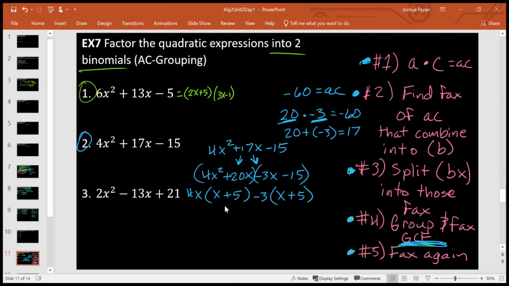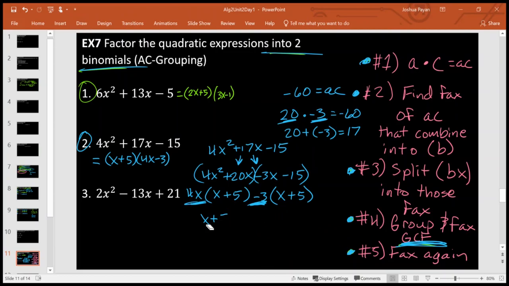Okay, and then the final step, we factor again. So that's going to leave me with my final answer, x plus 5, because we have x plus 5 here, x plus 5 here between these two terms. So we factor out this x plus 5 from both these terms. And that leaves us with 4x minus 3. So my final answer, this guy right here, 4x squared plus 17x minus 15, factors into the two binomials x plus 5 times 4x minus 3.